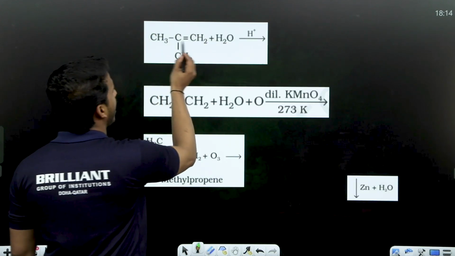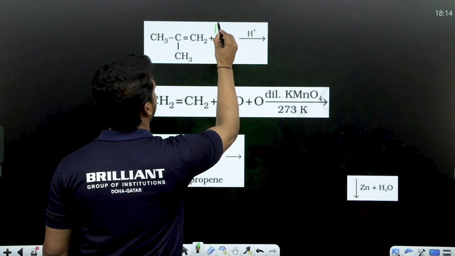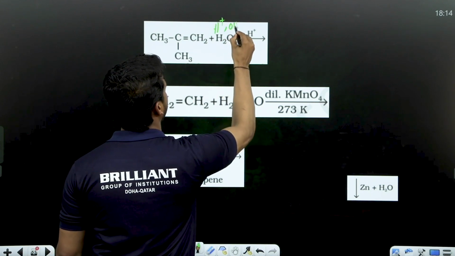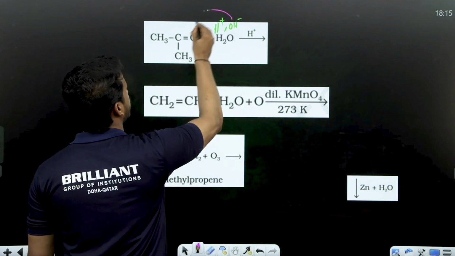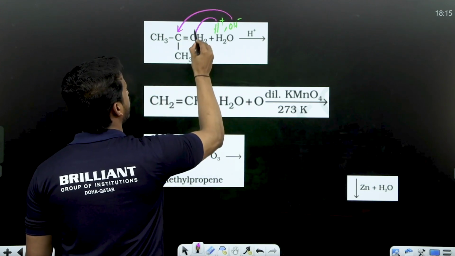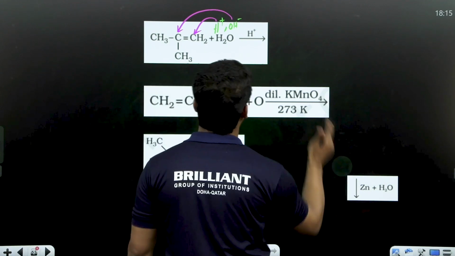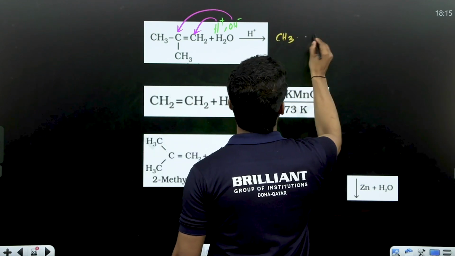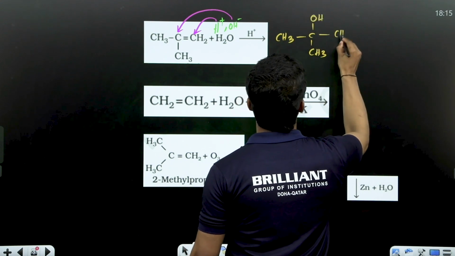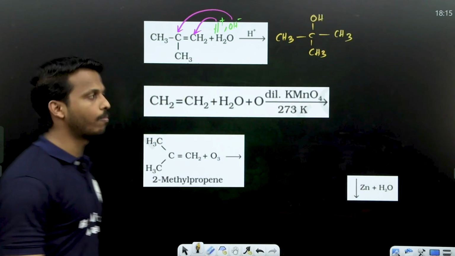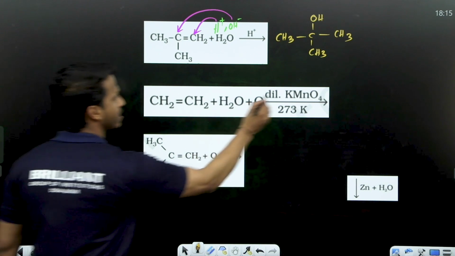And what about this one? This is an unsymmetrical alkene adding water. Water contains H plus and OH minus. Yes, we can follow Markovnikov's rule. The negative part goes to the carbon with less hydrogen, the positive part goes to the carbon with more hydrogen. We will get CH3, C, CH3, OH and then CH3, right? Here also we are following Markovnikov's rule.